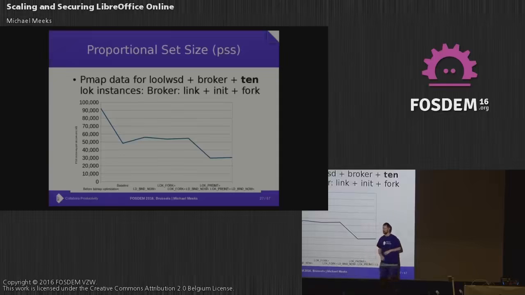There are various little hacks along the bottom, but pre-init is essentially using this broker process to initialize as much as we can in LibreOffice before we fork. So all those pages can be shared. There's much more work to do here in terms of staticizing those strings properly and so on. And there's lots more things we can do there.